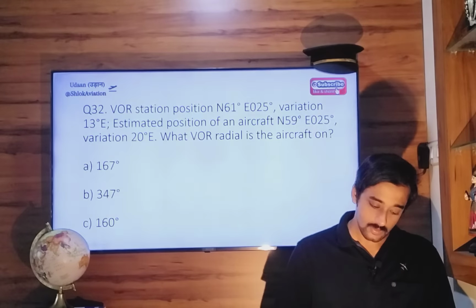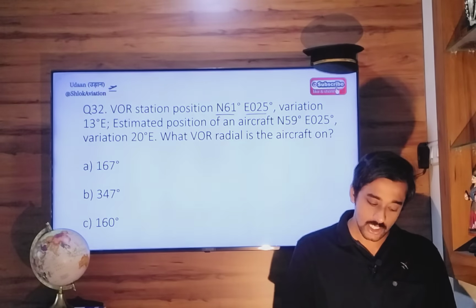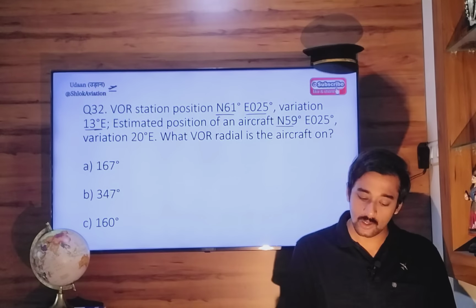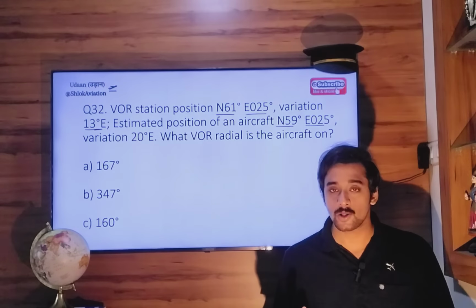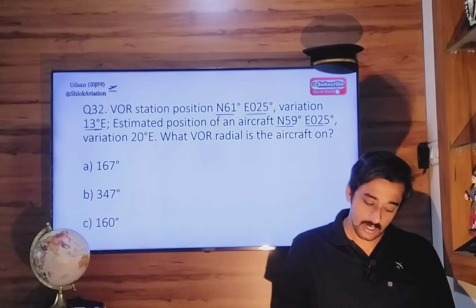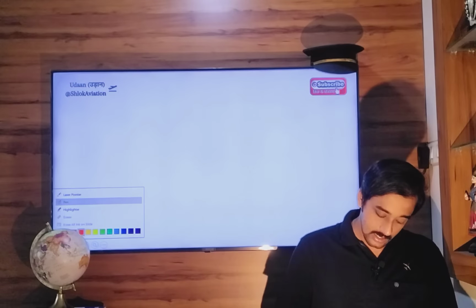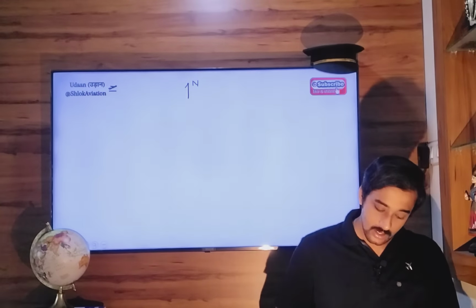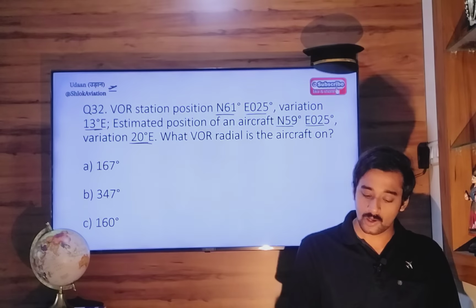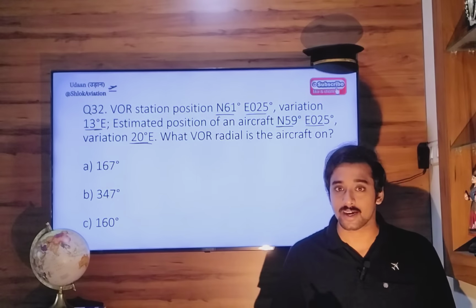Next, VOR position 61° north, 25° east. Variation at VOR 13 east. Estimated position of aircraft 59 north and 25 east. That means both VOR and aircraft are located on the same longitude. Variation at aircraft 20 east. What is the radial on which aircraft is situated? Let's say this is your north datum. Okay, so VOR is at 61° north, aircraft is at 59° north. That means VOR station is to the north of aircraft.